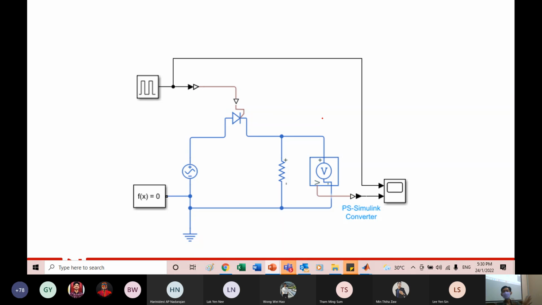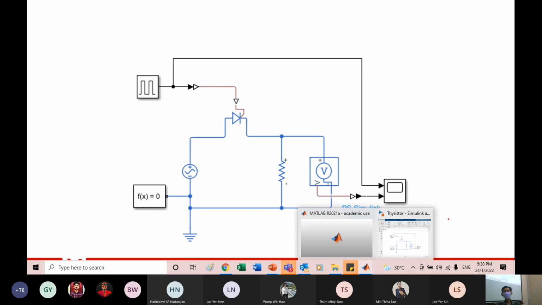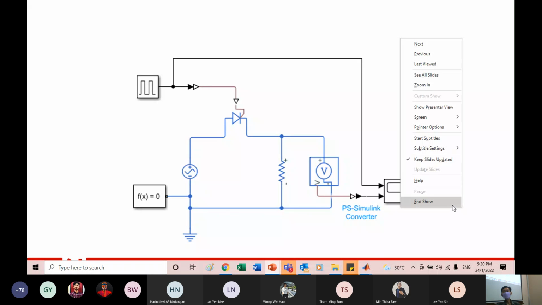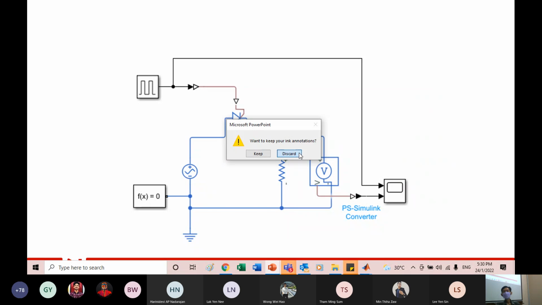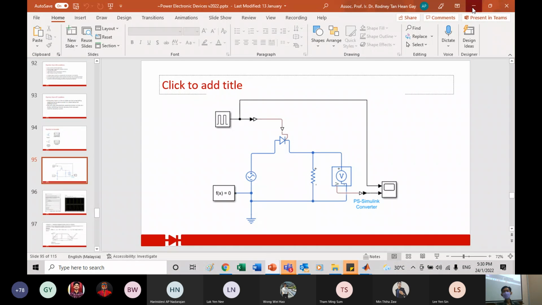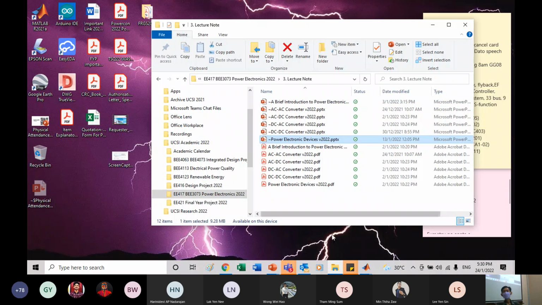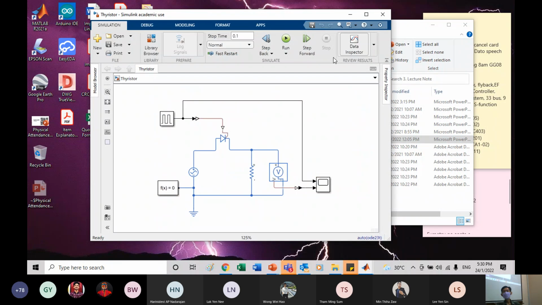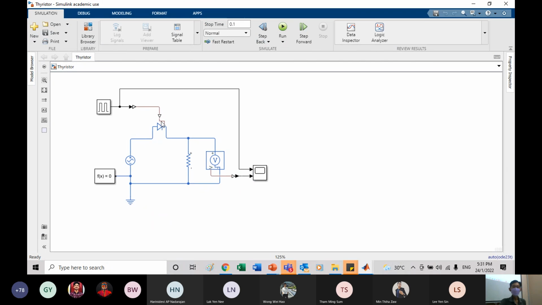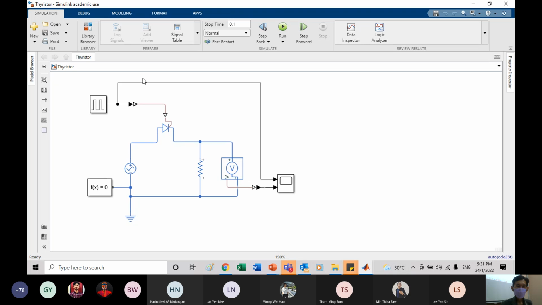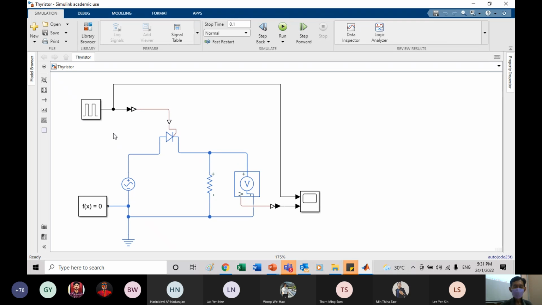Okay, come, let's do this today. This one no more download. You have to do this. Let me just open up my one so that you all can see how this works. This will demonstrate how a thyristor works. Let me just explain.